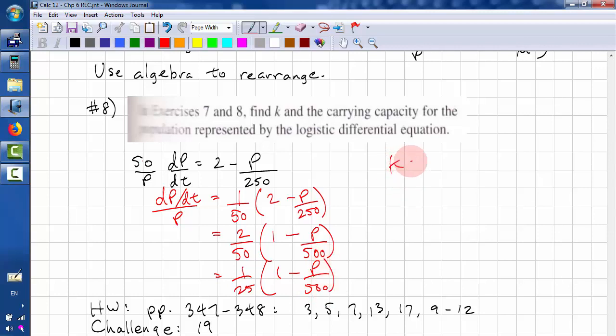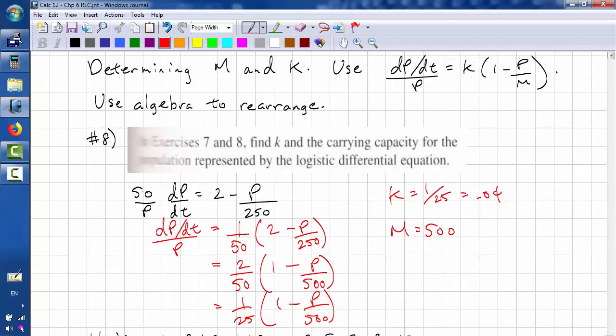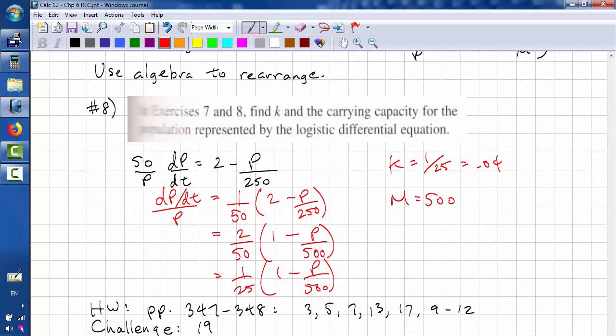Therefore, k equals 1 over 25, which is 0.04. M equals 500. And that follows this form, and we're allowed to pull out these values. And that completes this lesson.